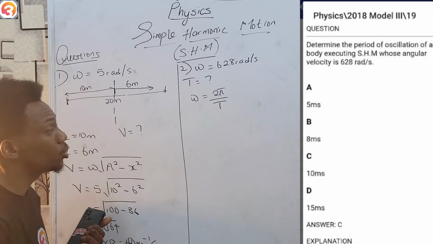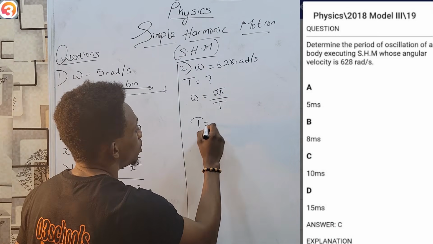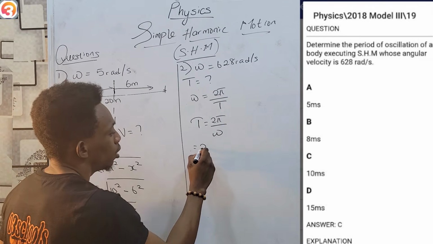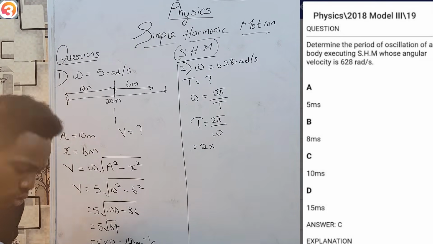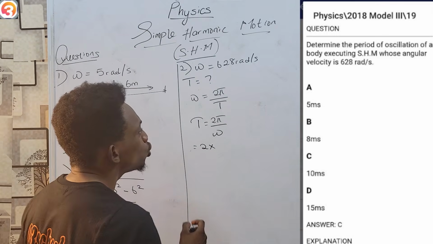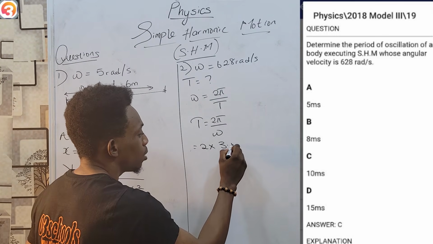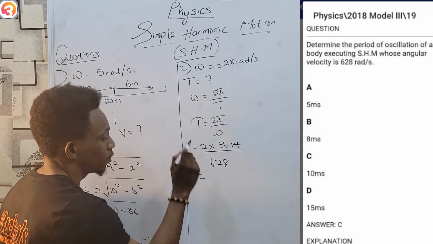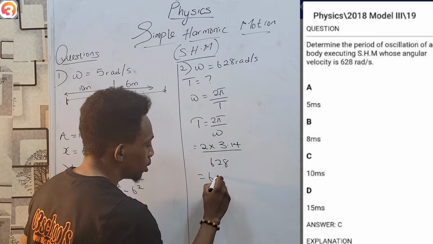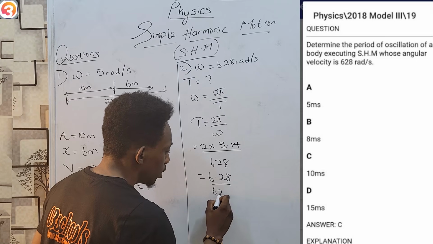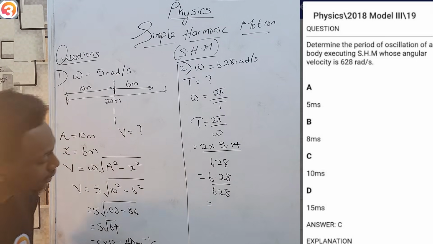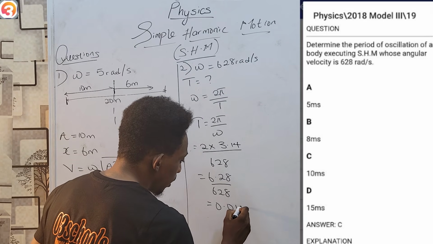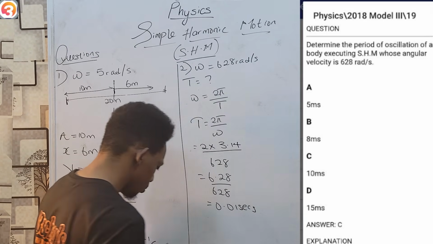See, once I know my formula, I still remember that T must be 2 pi over omega. That becomes 2 times, I was not told what to take pi as in my question. So I could just work with 3.14 all over 628. 2 times 3.14 is 6.28 over 628. And if I divide this, I get 0.01 seconds. And I'm done here.